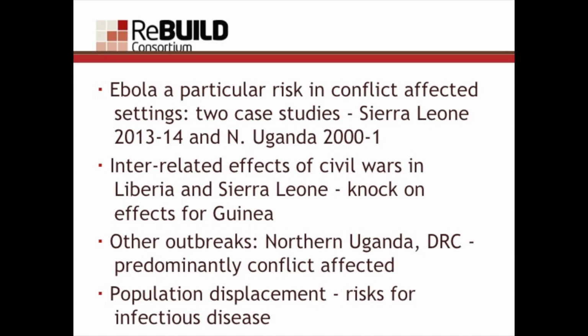Okay, so the first point that I want to make is that Ebola seems to be a particular risk in conflict-affected settings. And our 2 case studies are examples of those kinds of settings. It suggests that the interrelated effects of civil wars and other kinds of wars are somehow involved in increasing risks of outbreaks like Ebola.